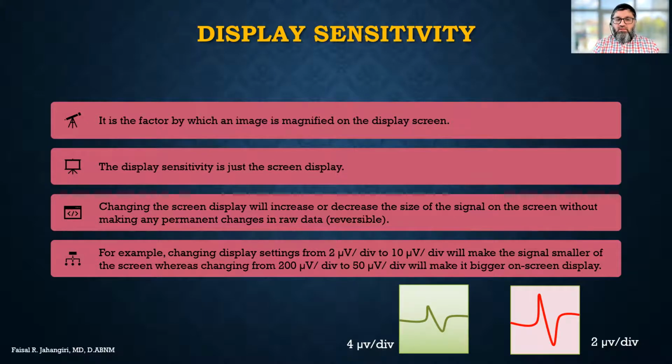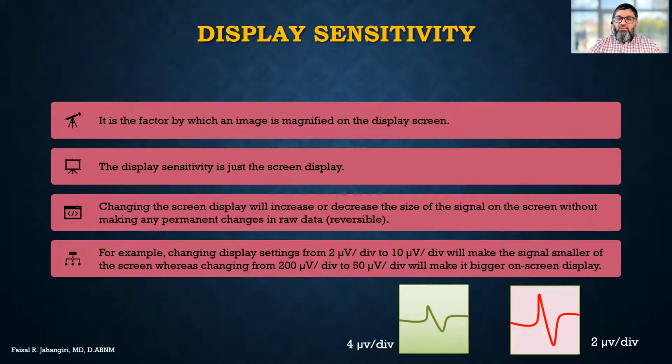So if you have a signal which is 2 microvolt per division and want to change the display to 10 microvolt per division, the signal will become much smaller on the screen. And if you change the gain from 200 microvolt to 50 microvolt, the signal will become very big.